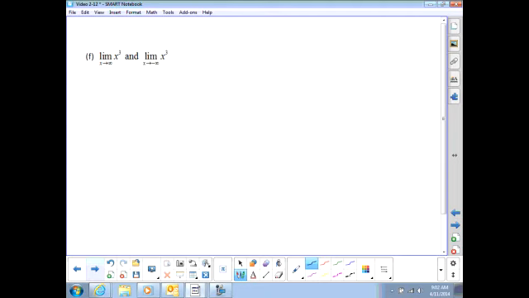Moving to the next page with some more limits. Okay, again, don't try and plug in infinity. Think really large numbers. So the one on the left, if you take really huge positive numbers and cube them, you'll get back really huge positive numbers. So that limit would be infinity. If you take really huge negative numbers and cube them, because a negative times a negative is a positive, and then times another negative is still a negative, we'll get really huge negative numbers back.